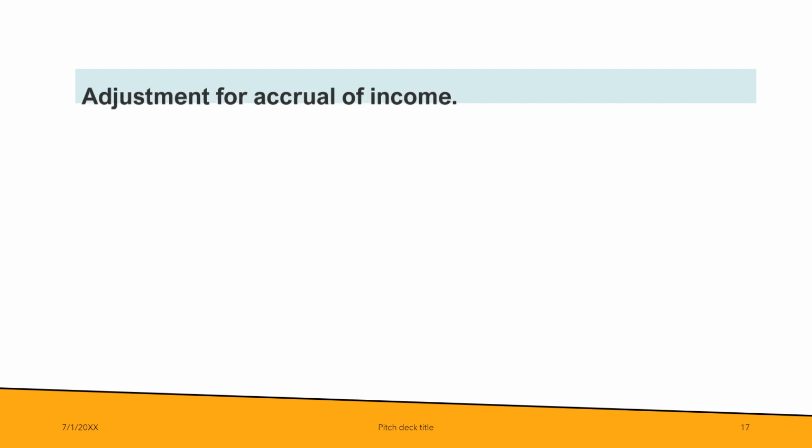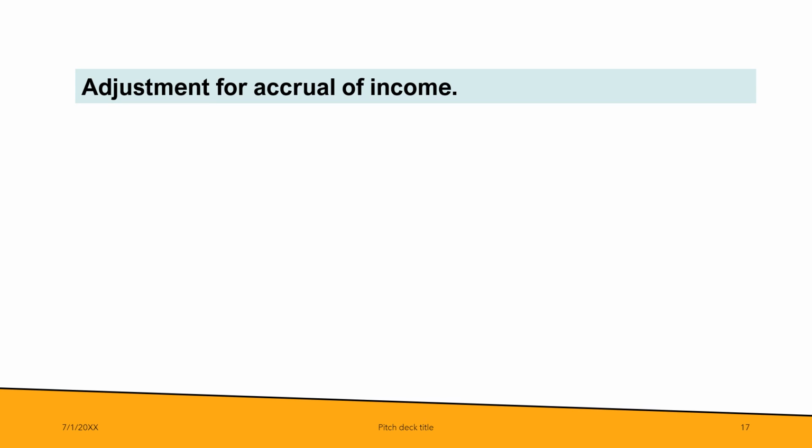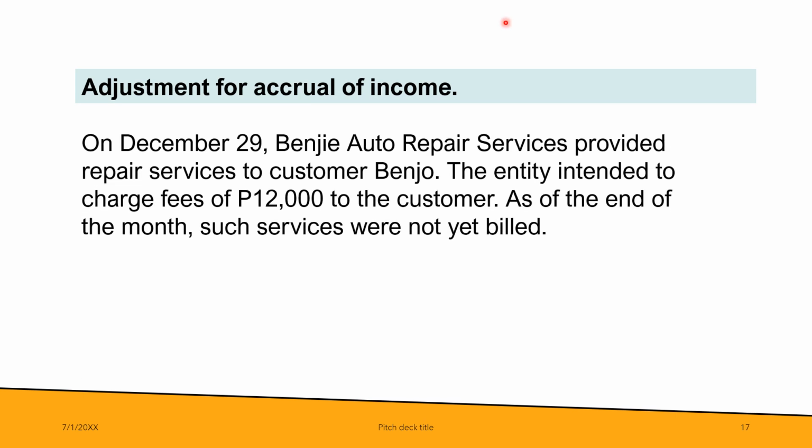Next, we have adjustment for accrual of income. Let's have an example. On December 29, Benji Auto Repair Services provided repair services to customer Benjo. The entity intended to charge fees of 12,000 to the customer. As of the end of the month, such services were not yet billed.